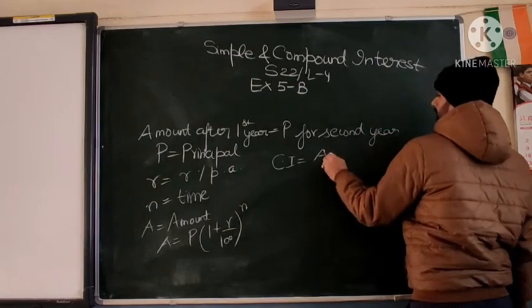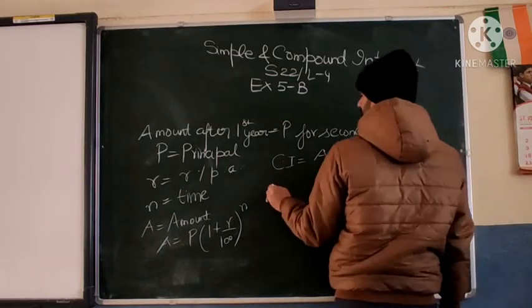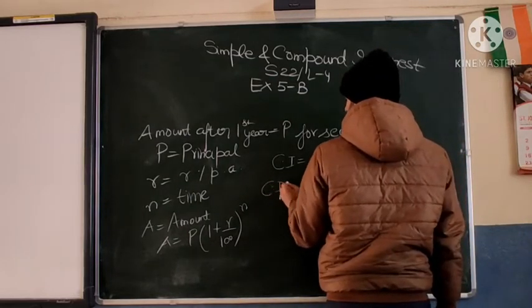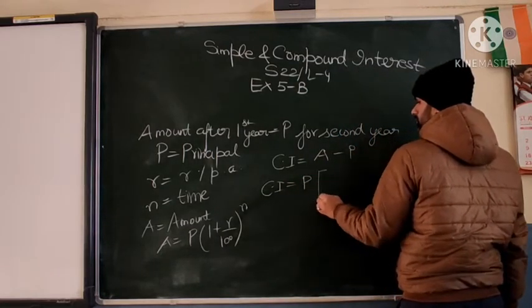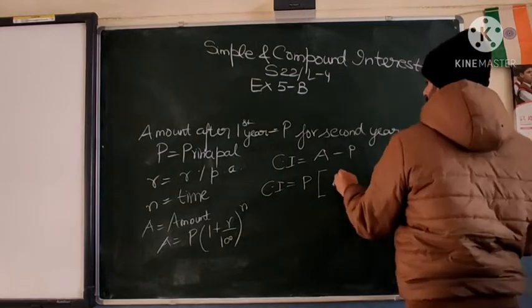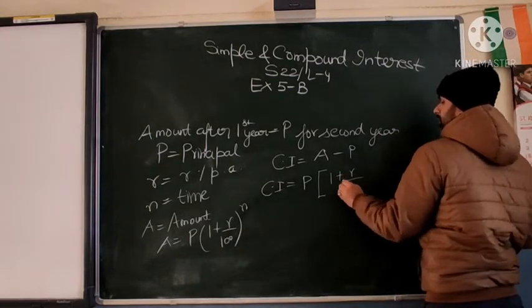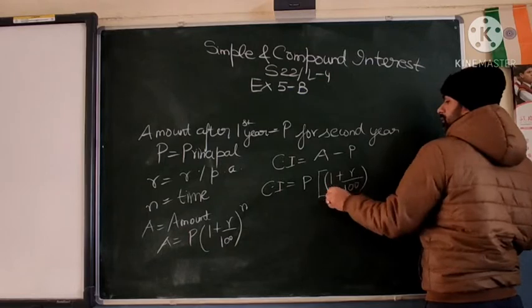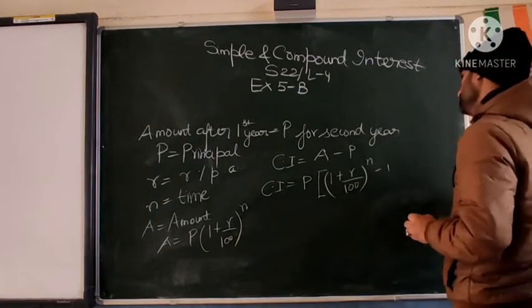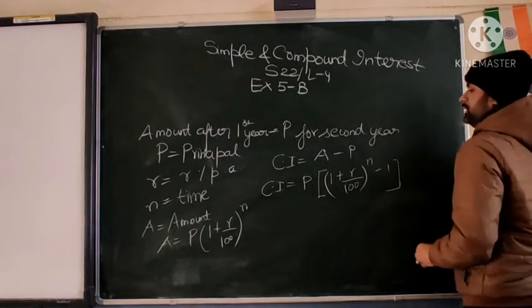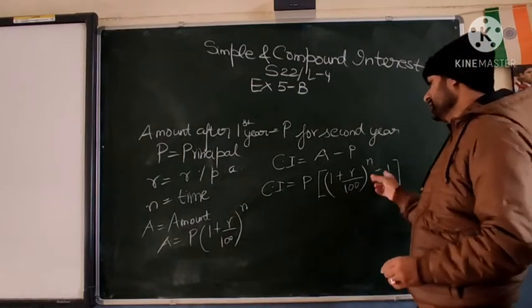So for compound interest, what formula will it be? Obviously, amount minus principal. One more formula we are generating: P into (1 plus R by 100) to the power n, minus 1. So this is your amount, this is the principal.